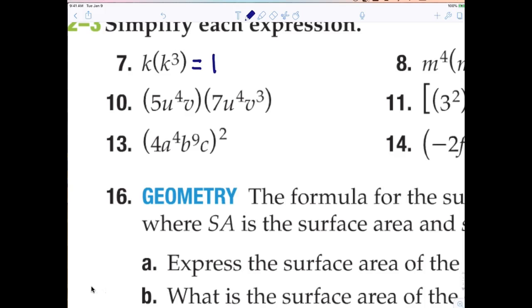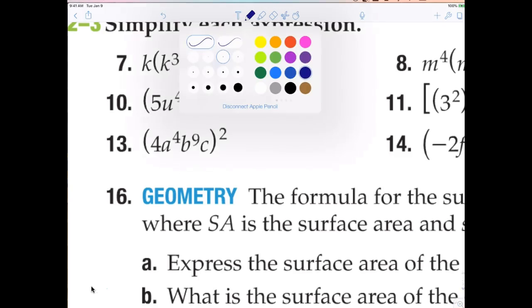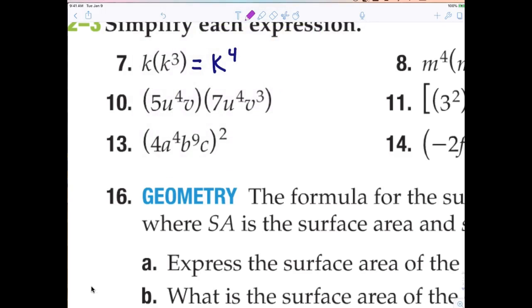Now remember, the most important thing is if you're not seeing something, to speak up, because as we go down, it gets harder. What did we say the rules were? You with me? This is a K to the first power. So you're multiplying, so you do what? Add the exponents. That's all it is.